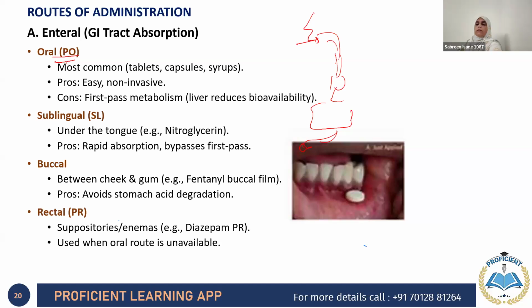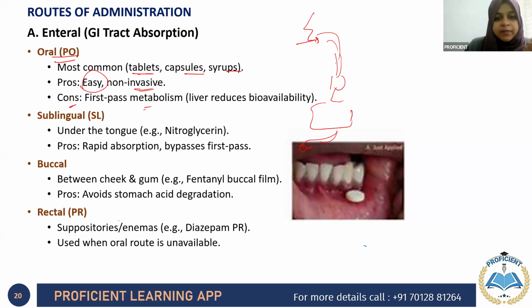So mouth, PO, per oral, by mouth. The most common. What you take, tablet, capsule, syrups, everything is taken by mouth, right? What is the advantage? It's easy, the easiest way to give. And it's not invasive. You're not giving it by injection or something, so it is painless. That's the advantage. Now, what are the cons?